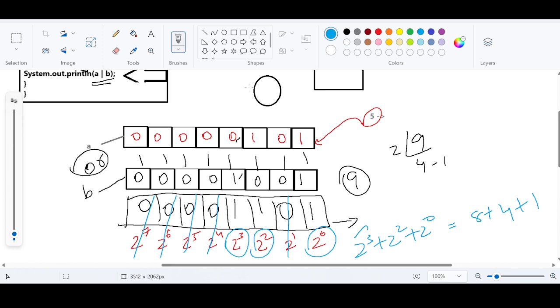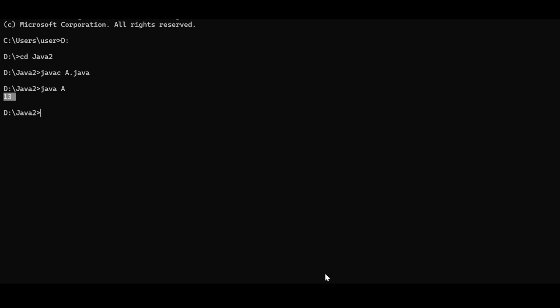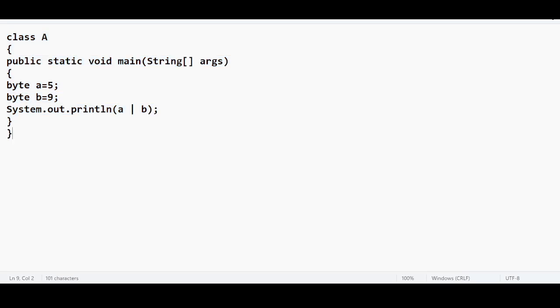Right? 2 to the power of 3 is going to give 8. 2 to the power of 2 is 4. 2 to the power of 0 is 1. It's going to be 13. So what is the answer that we got? 13. Okay. So now you tell me really quick, what is the output for this?